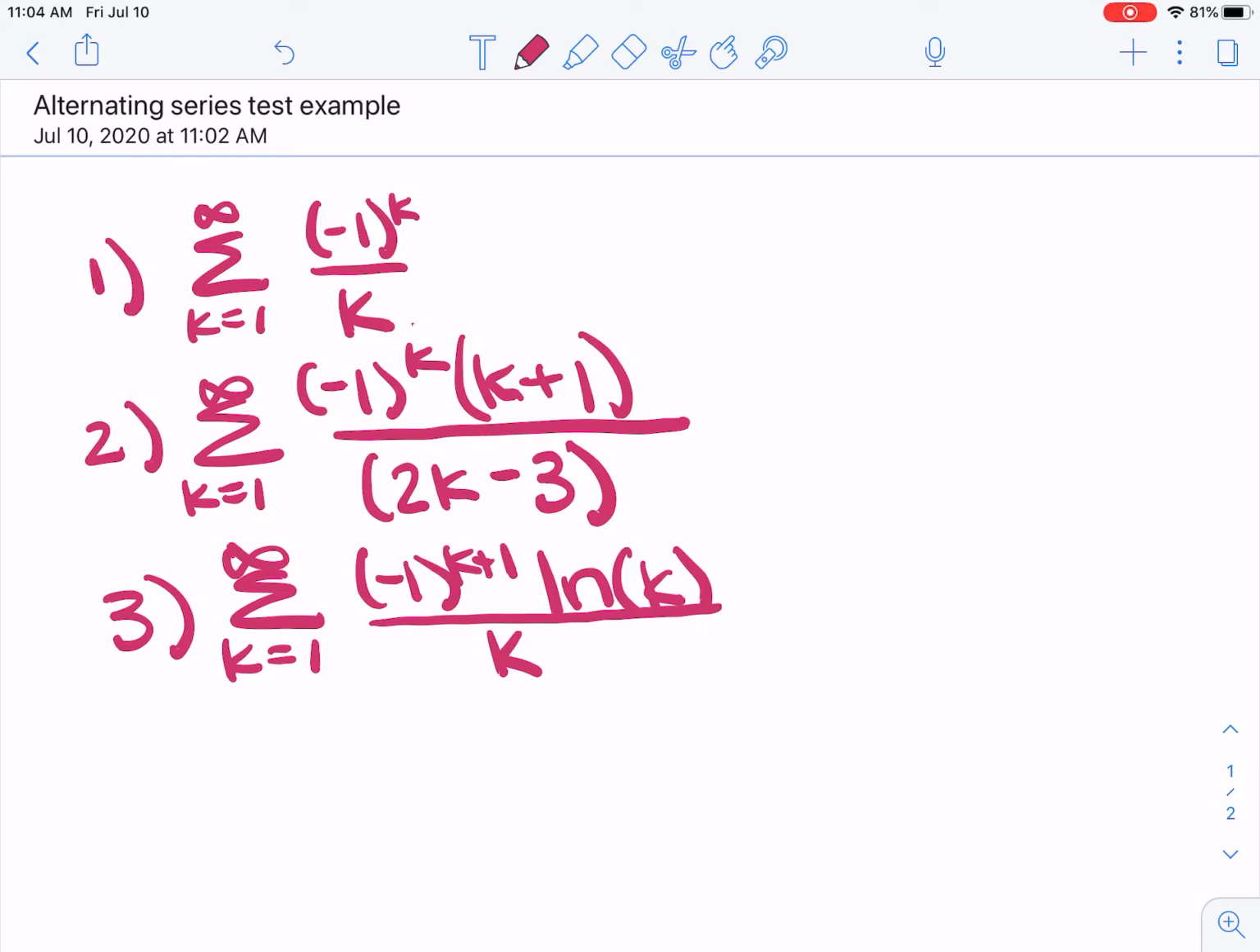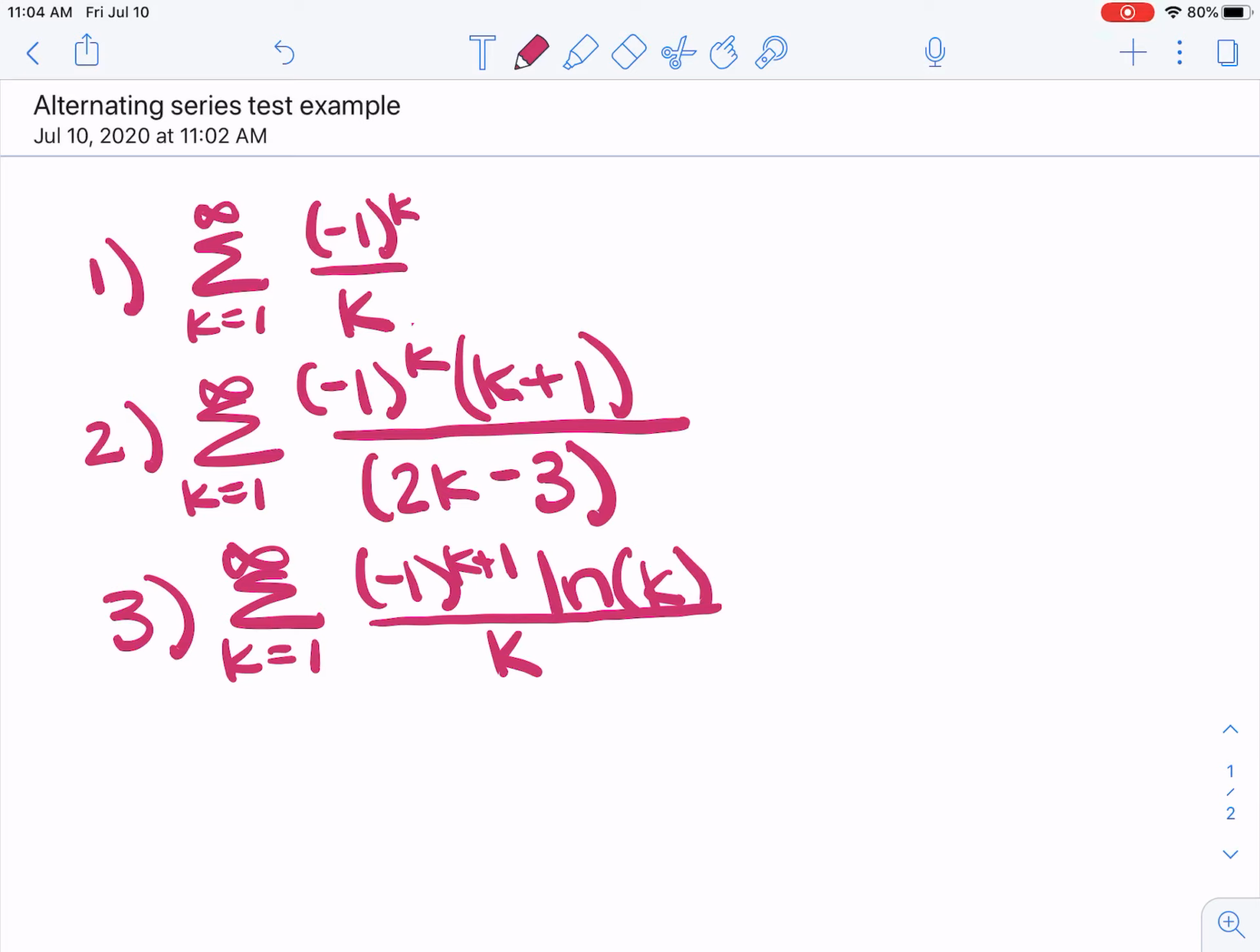We're going to use the alternating series test on three alternating series and decide whether these converge or diverge. So the first series, recognize this as the harmonic series except alternating. The harmonic series is our most famous divergent series: 1 plus a half plus a third plus a fourth plus a fifth. In this case, it's alternating. So I think we have -1 plus a half minus a third plus a fourth minus a fifth.